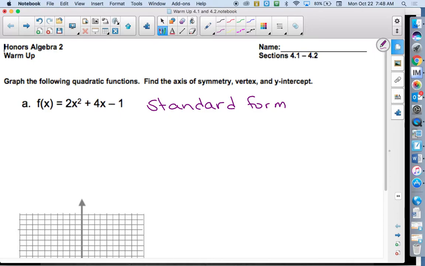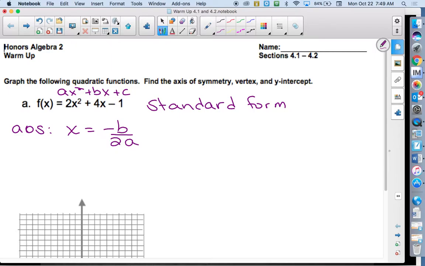So this is considered standard form, and when you have standard form, we have ax squared plus bx plus c. When it's in standard form, we have a little formula to find the axis of symmetry, and that's the first thing that we would want to find. Does anybody know what the axis of symmetry would be? How do you find it? So what's the little formula we use? Emma? Yeah, negative b divided by 2a. So standard form uses the formula negative b divided by 2a.